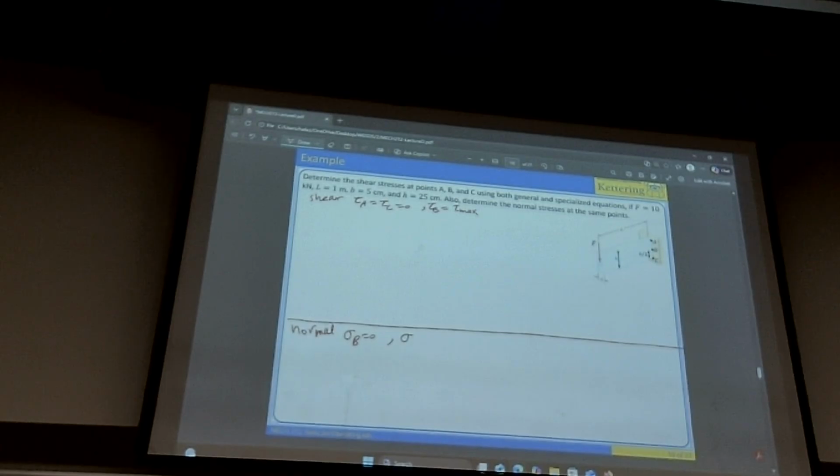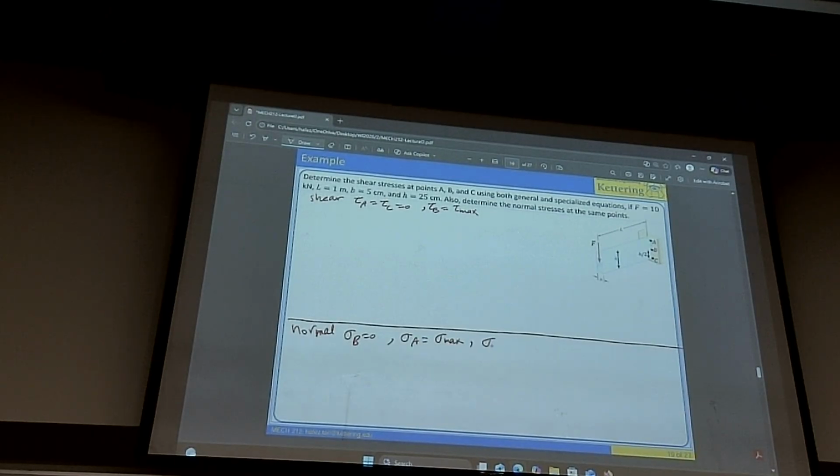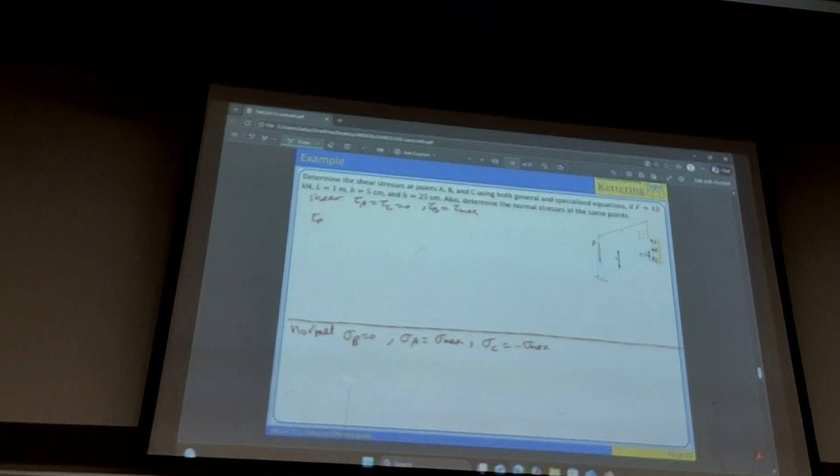So sigma A is sigma max, and sigma C in this case is negative sigma max because of symmetry. Point C gets pushed or shortened. That face on the bottom gets shortened or wrinkled. So really we need to calculate 2 things. Tau B, which is tau max, through 2 formulae, which is the plural of formula. And then for sigma, we just care about calculating one value, sigma A.